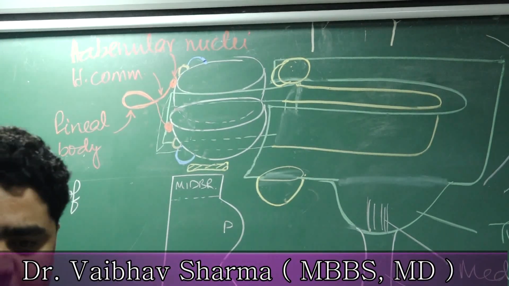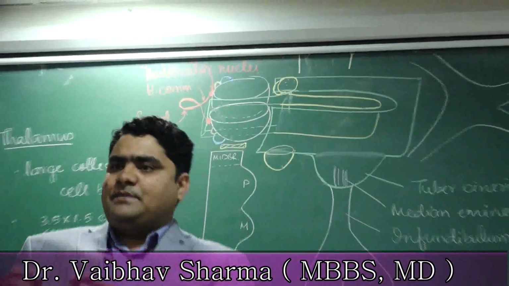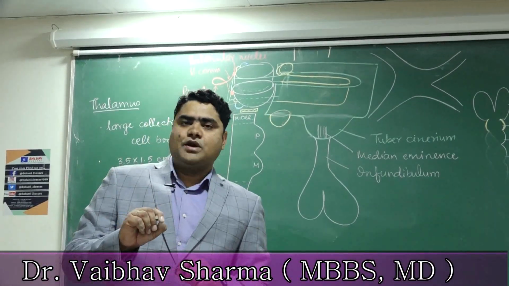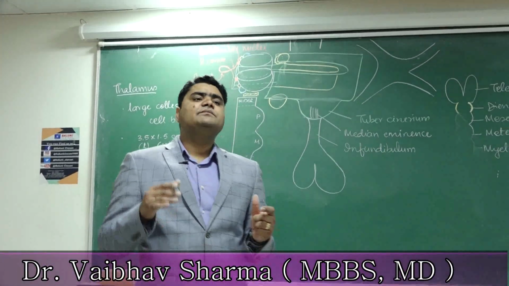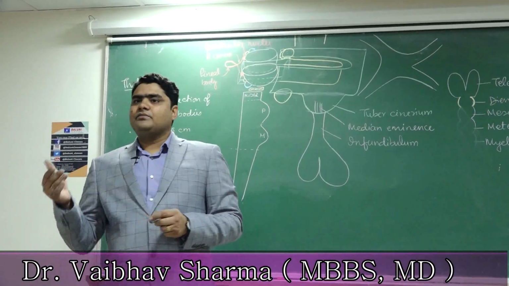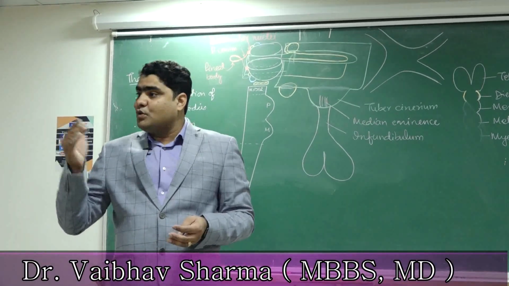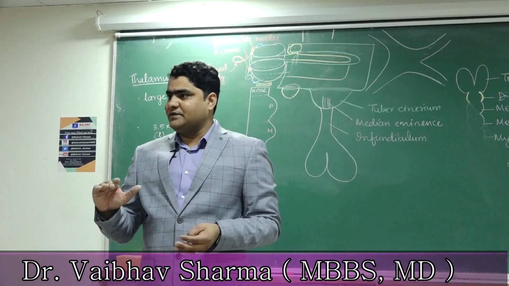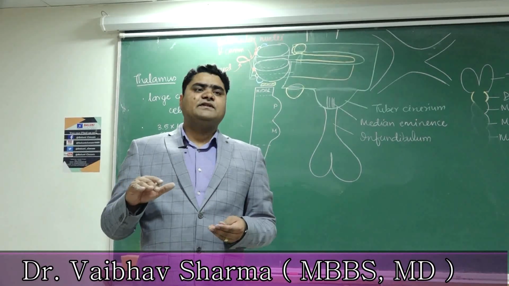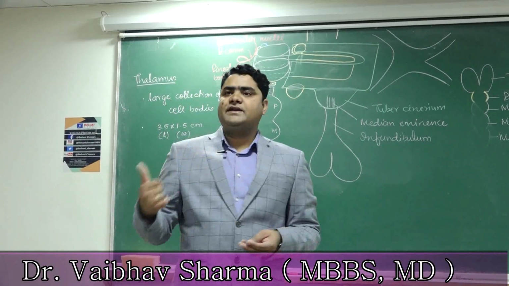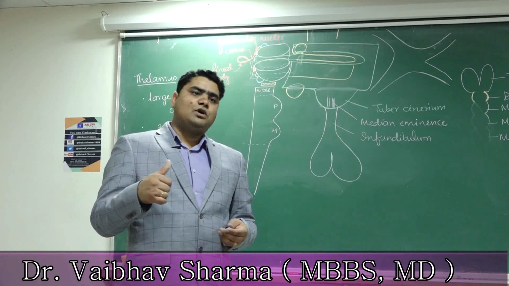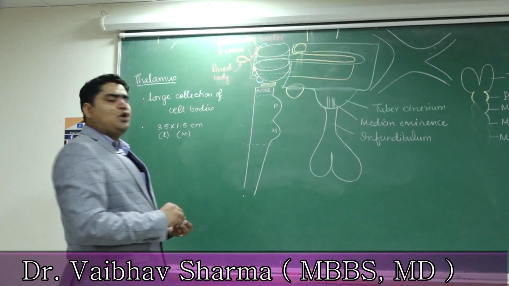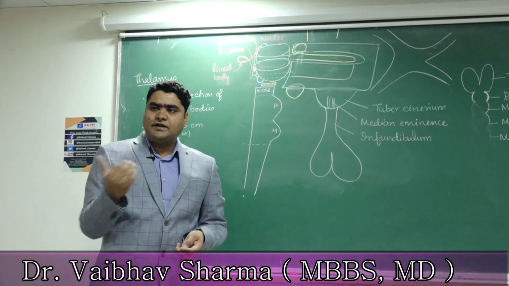Previously, neurologists labeled them as metathalamus, but nowadays lateral geniculate body and medial geniculate body both are regarded as part of or nuclei of thalamus itself. You can call them as metathalamus, but nowadays it is considered that medial geniculate body and lateral geniculate body are part of thalami. Okay. So, appreciate all 5 structures here, then we will move further.